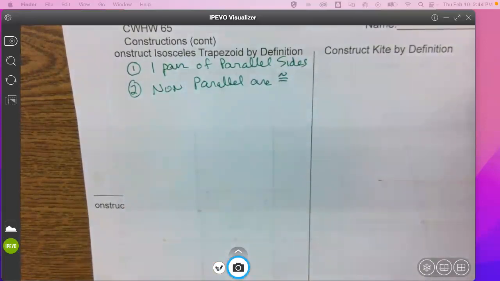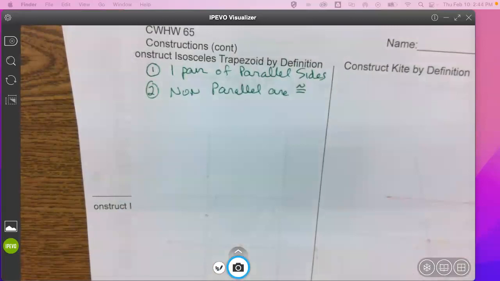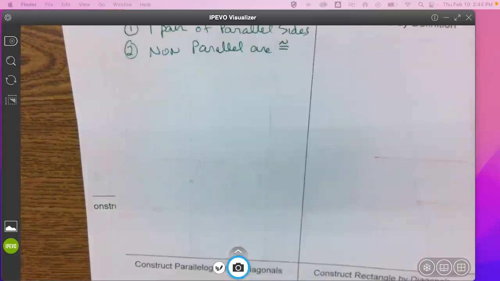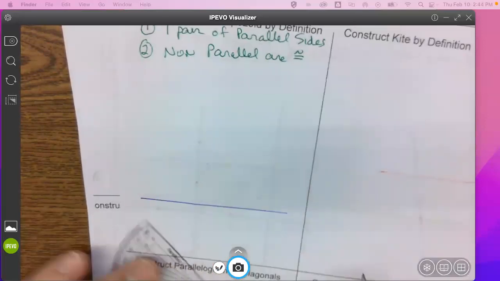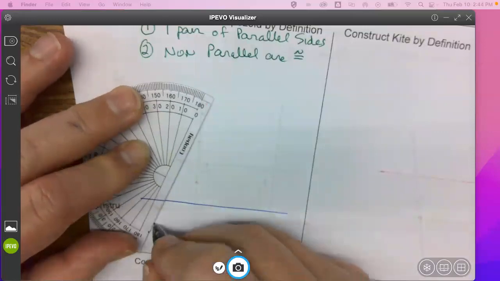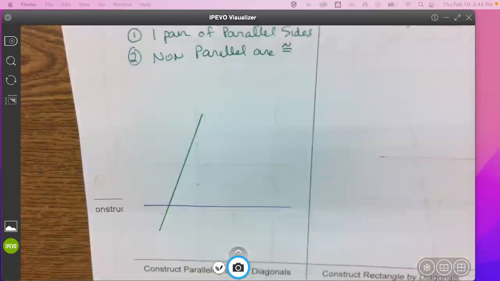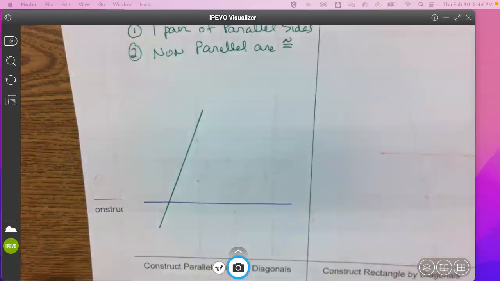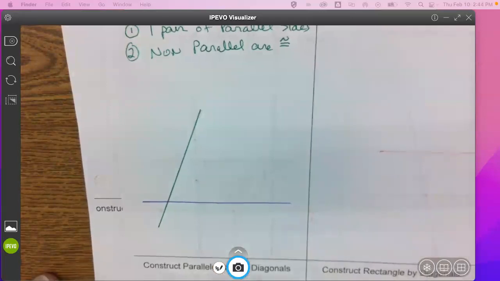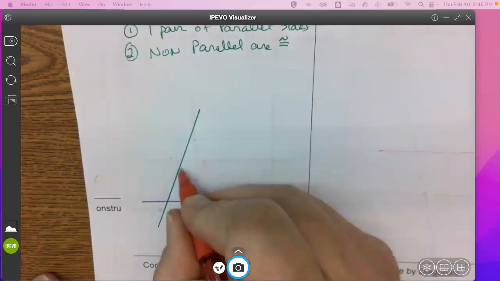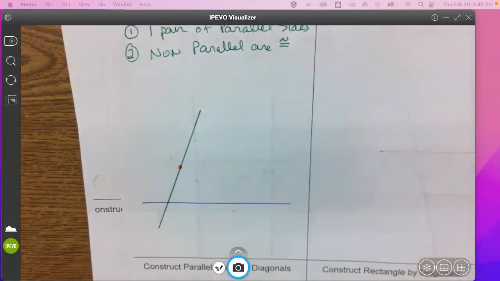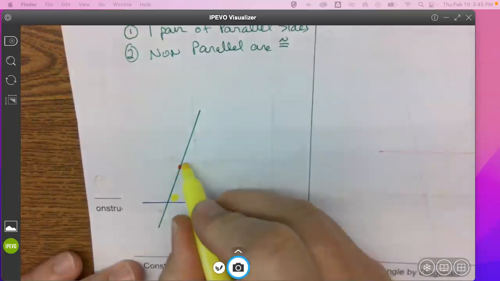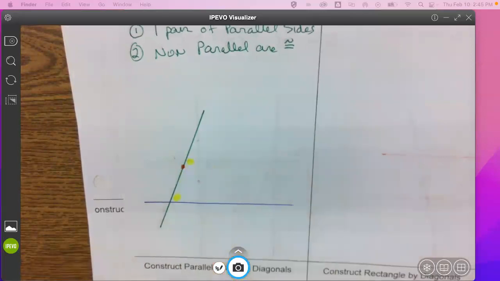So we're going to have to do those parallel sides again, like we did for the parallelogram. Just one set, though. So start with a side. Give yourself a transversal. Give yourself a point that's not quite halfway up that transversal. And again, we're going to copy this yellow angle to the corresponding location. And if corresponding angles are congruent, the lines will be parallel.